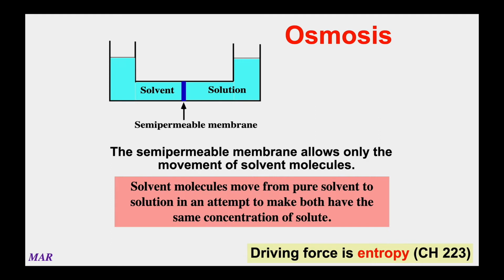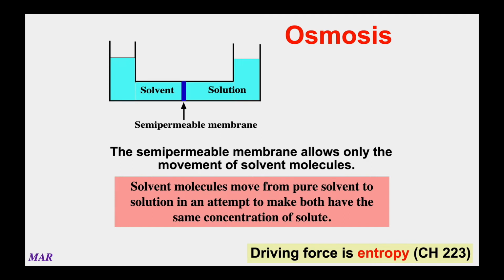So what happens is your solution will start at a molarity. Let's say it's 1 molar, all right? And you put it in an osmosis thing like this one. The solvent rushes to the side of the solution, and your 1 molar value goes down. Maybe it goes down to 0.1 or even less.